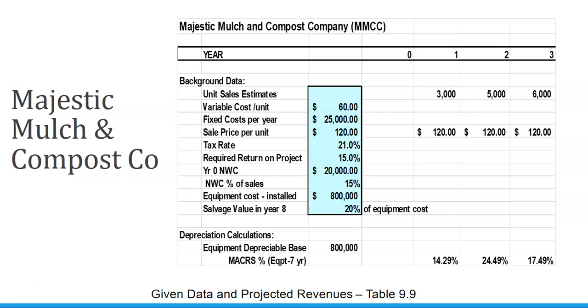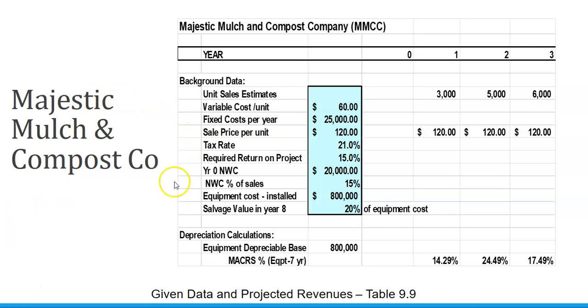We know the variable cost per unit, our projected sales price per unit, our tax rate, our required rate of return on the project, that we have to buy equipment, and that equipment has a useful life of 8 years. We're going to use the 7-year MACRS table to depreciate it. So we take all of this information and use it to project what our cash flows are going to be for the years of this project.